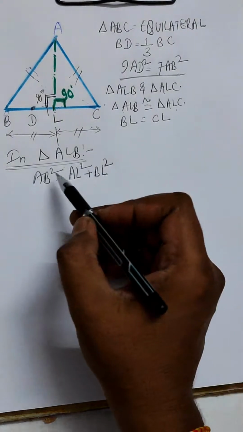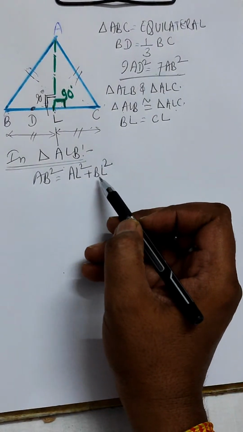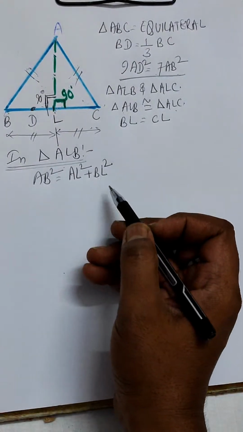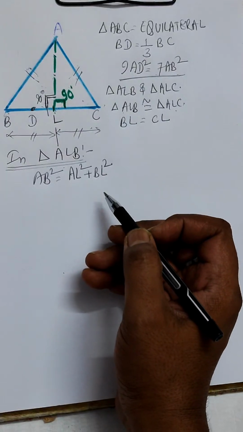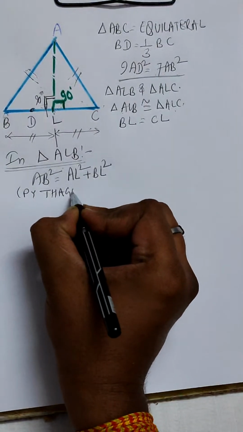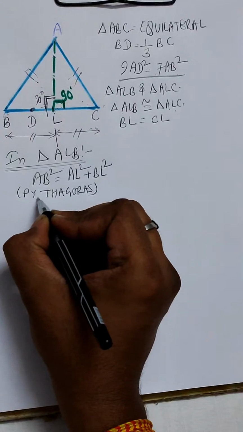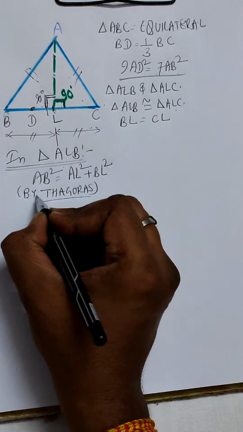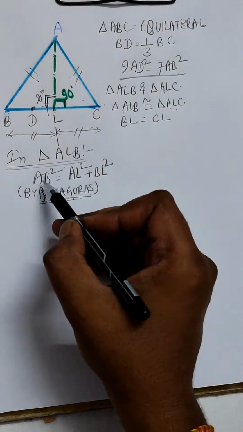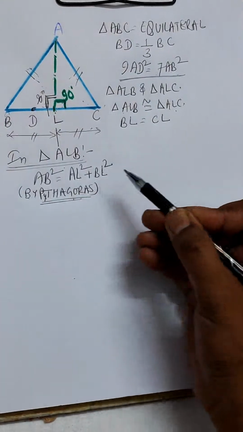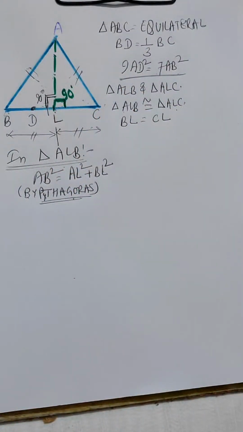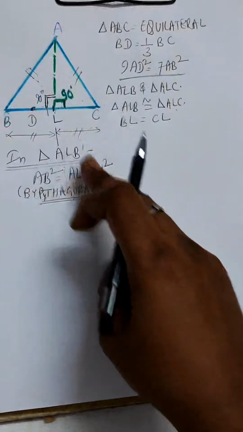Now we can see AB square equal to AL square plus BL square. This is the proof by Pythagoras theorem. Since AB square equal to AL square plus BL square, this is AB, this is AL, and this is BL.